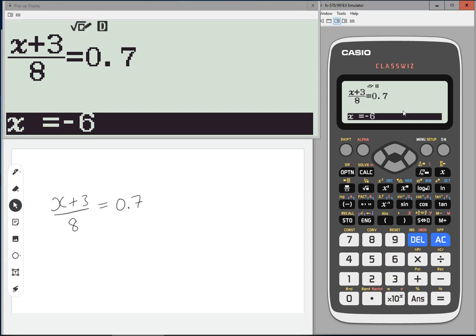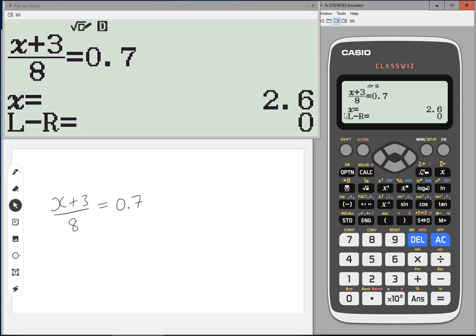I'm just going to press equals on that. And it says, okay, well, the solution then is 2.6. So x is equal to 2.6. And that is the solution to my linear equation.